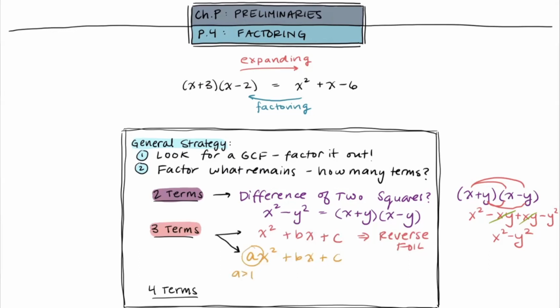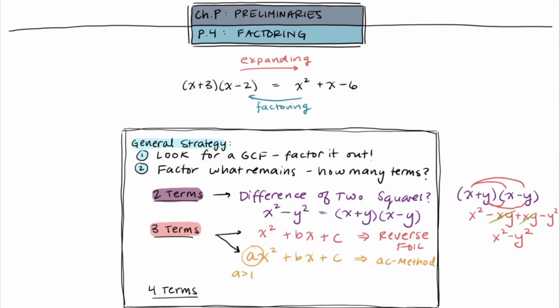So, like 2x squared plus 4x plus 1, something like that. Reverse FOILing doesn't work in the same way, so you have to use what's called the AC method. Again, we'll go through examples of that in just a minute.